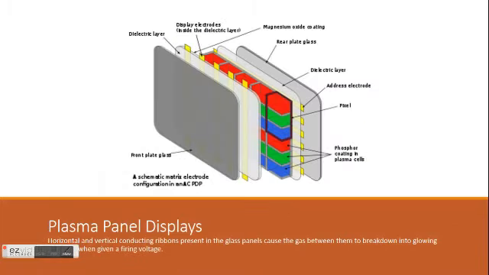You can see the plasma panel display and its architecture in this slide. There are horizontal and vertical conducting ribbons present in the glass panels which cause the gas between them to break down, and so it will give us glowing electrons when there is a firing voltage.